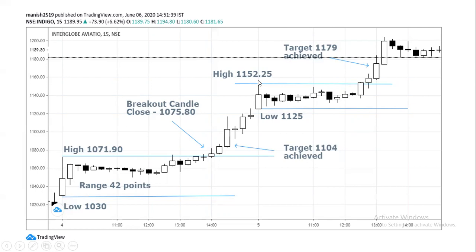Next day, you can see we got same setup. 1152 high, 1125 low, range 27 points. Consolidation breakout, we got target in two candles.